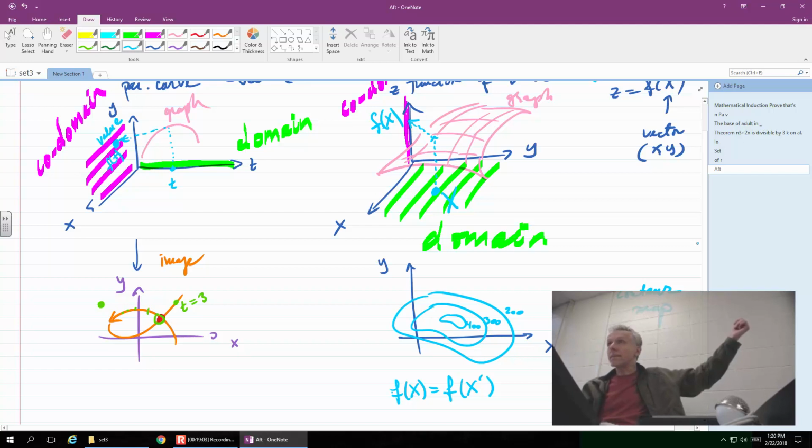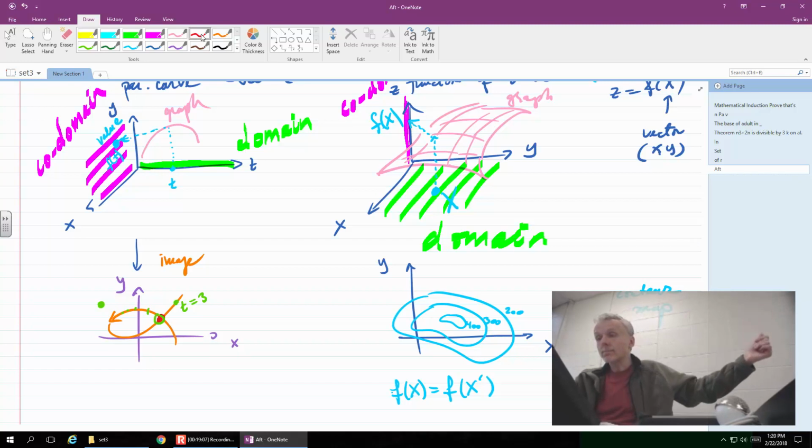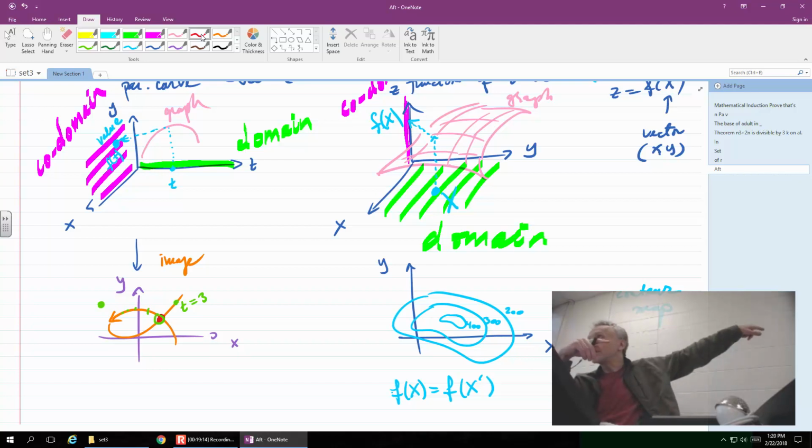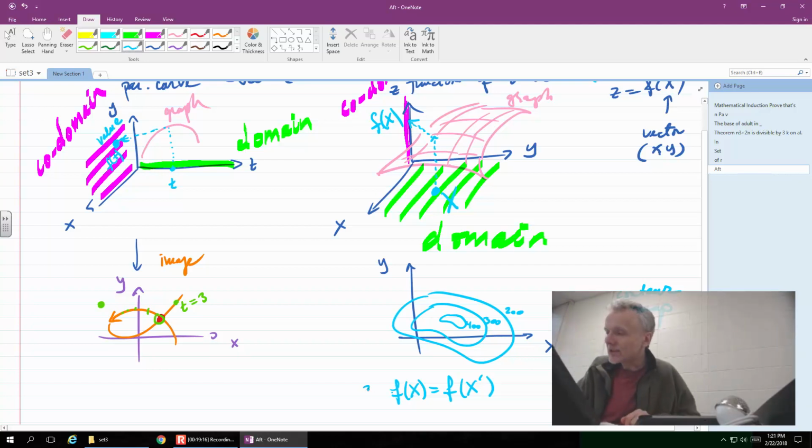No. Why not? Because it just doesn't look like it. Well, look at the definition that's written over there. This is z. It is the elevation. So x and x prime are two locations on the map, the inputs. Could they have the same elevation? Two different locations, could they have the same elevation? Look at the picture.